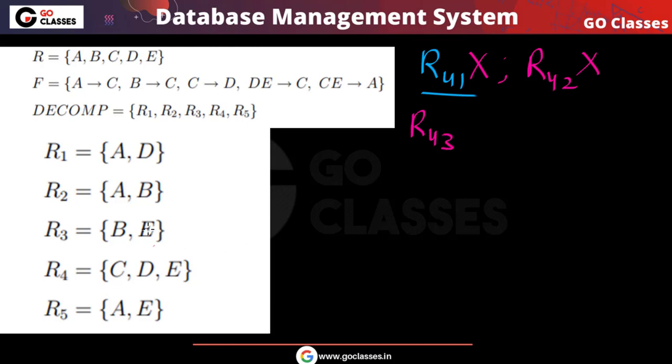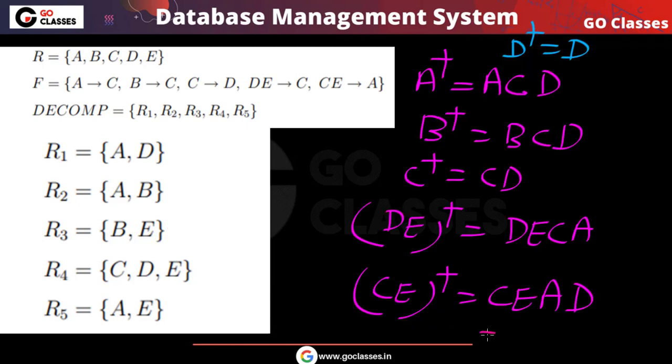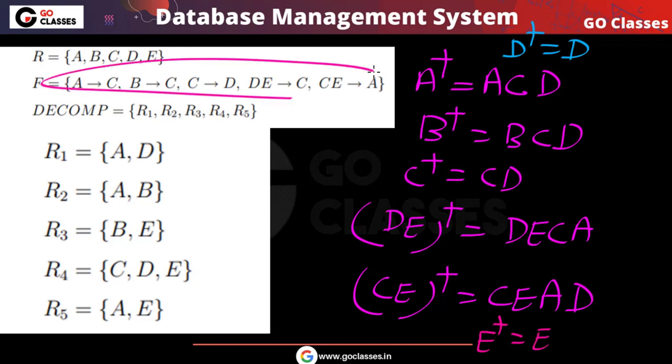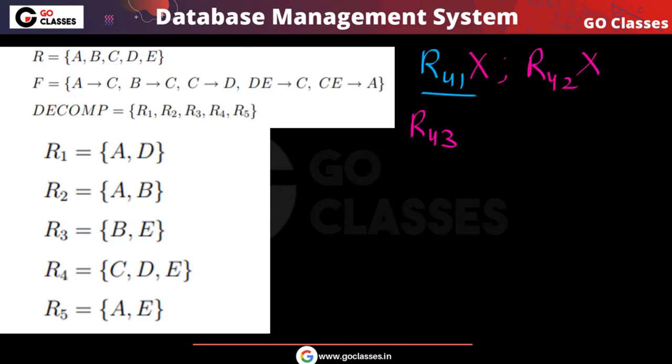Can I combine R4 comma R3? In these two sub relations the set of common attributes is E, and what can E determine? Here E can only determine E, nothing else. From this set of functional dependencies, E cannot determine anything else. So we cannot combine R4, R3, because E is not a super key in R3 and E is not a super key in R4. So that is the reason we cannot do this.